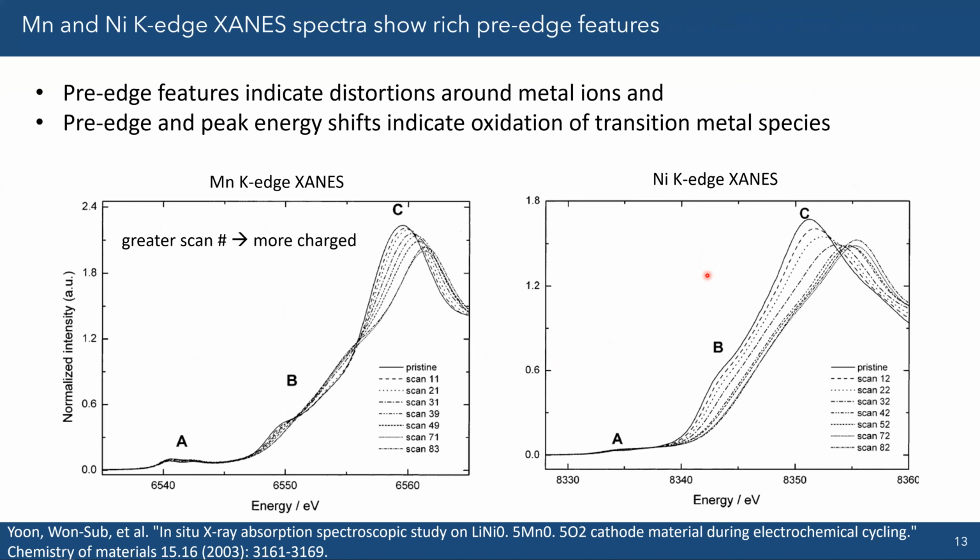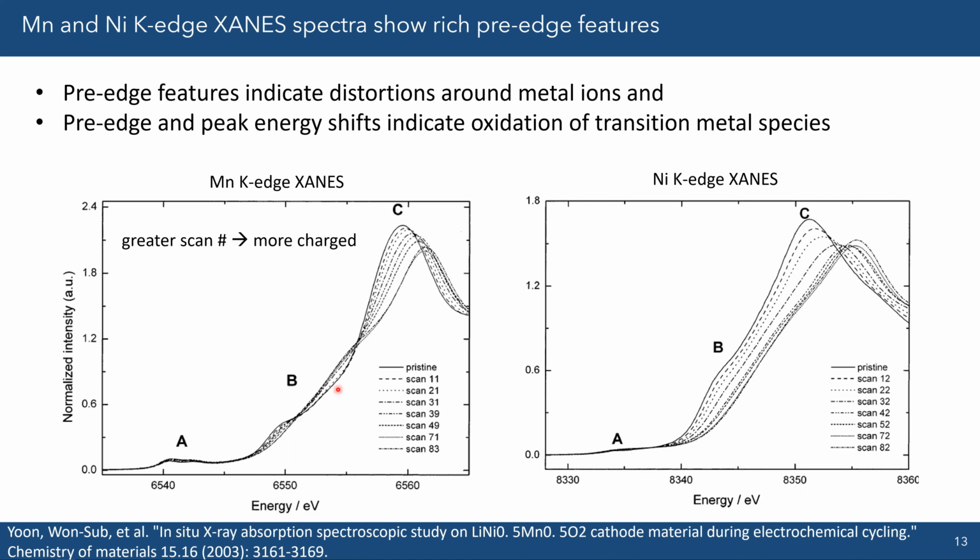So what kind of information do they get out of it? First, let's take a look at the XANES spectrum, the near edge spectrum. You can see, especially in the nickel K-edge XANES, that as you increase the scan number, which means as you're charging your battery, your edge energy shifts to higher energies, which indicates that your nickel oxidation state is increasing. But in this study, they actually prefer to use the change in position of the pre-edge peaks in order to determine oxidation states.